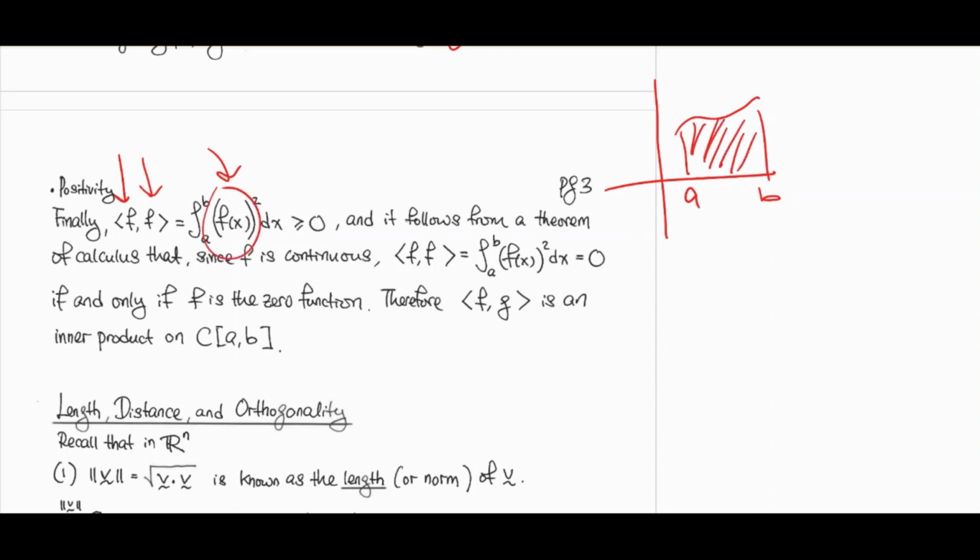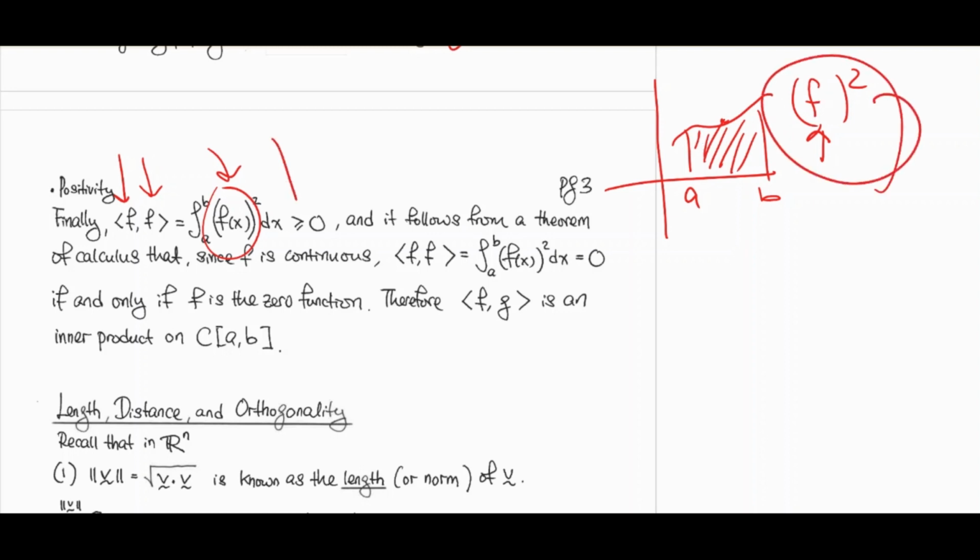What does this mean? It means that if you have a function f squared, it is going to be like this. F is a continuous function, f squared is a continuous function. So there's no big surprise. It's going to be a nice curve like that. And we're looking at the area under this curve, so obviously it is non-negative.